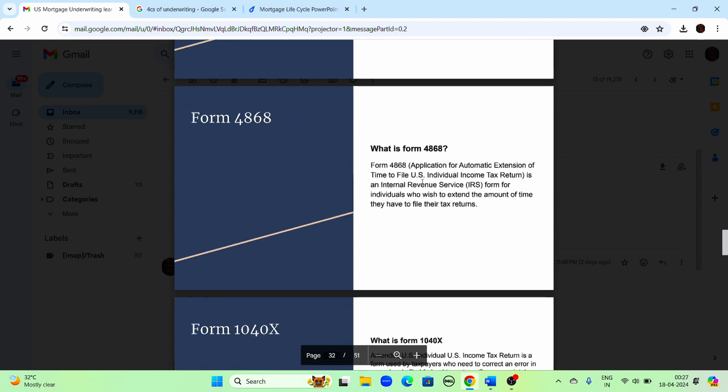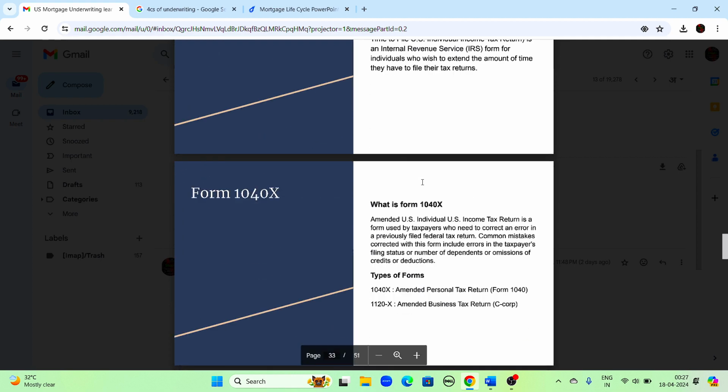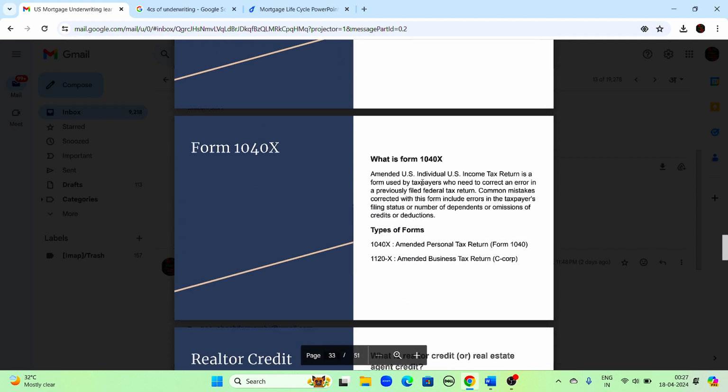What is Form 4868? It's an application for automatic extension of time to file US individual income tax return. Form 4868 refers to application for automatic extension of time to file US. Then what is Form 1040X? It's amended personal tax return, and we have 1120X amended business tax return.